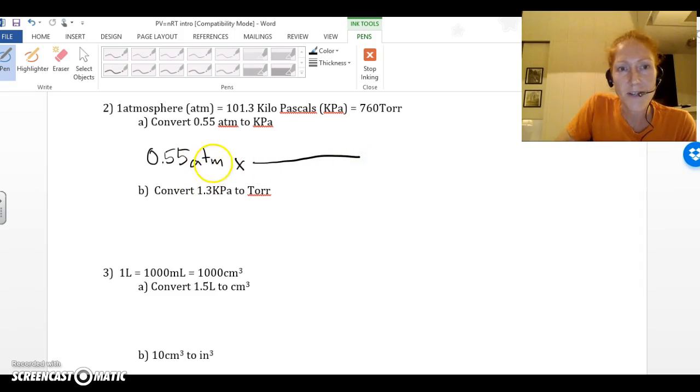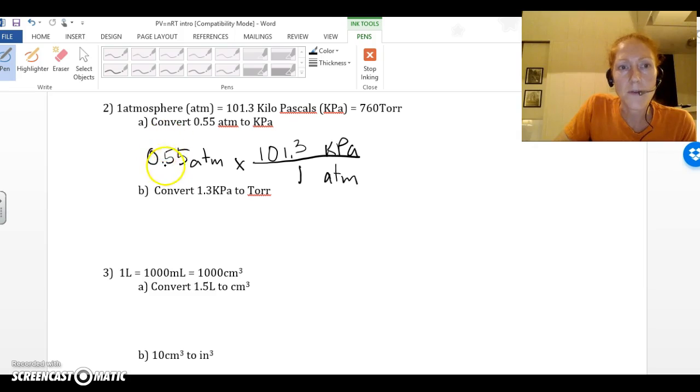The unit you have goes on the bottom, atm. The unit you want goes on top, kPa. And then you have to find a way that they're related, because you can only multiply it by 1. So the top part has to be equal to the bottom part. And it says 1 atmosphere is equal to 101.3 kPa. Okay, so these are equal to each other.